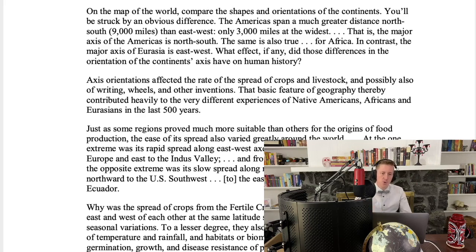On the map of the world, compare the shapes and the orientations of the continents. You'll be struck by an obvious difference. The Americas span a much greater distance north-south, about 9,000 miles, than east-west, only 3,000 miles at its widest. That is, a major axis of the Americas is north-south. The same is true for Africa. In contrast, the major axis of Eurasia is east-west. What effect, if any, did those differences in orientation of the continent's axis have on human history?